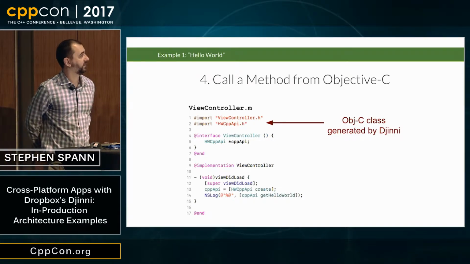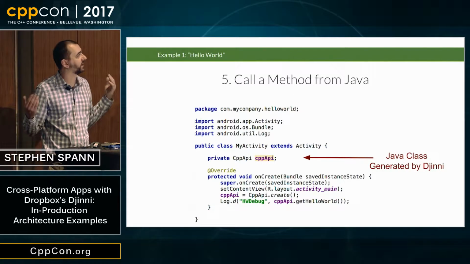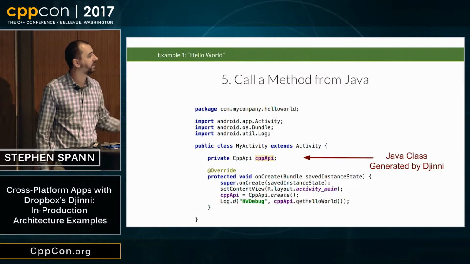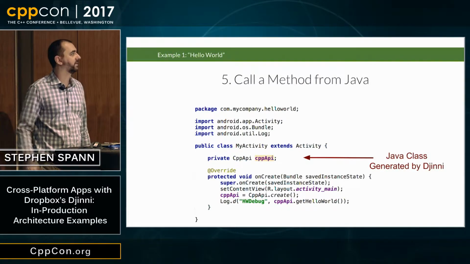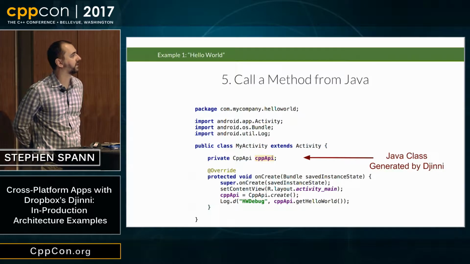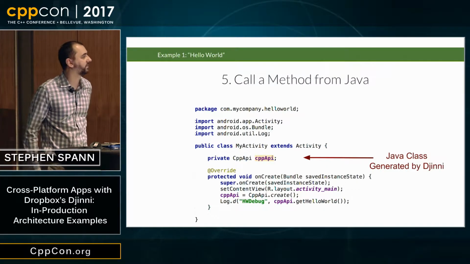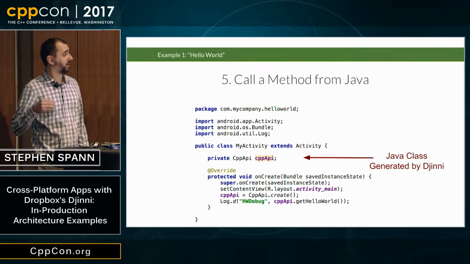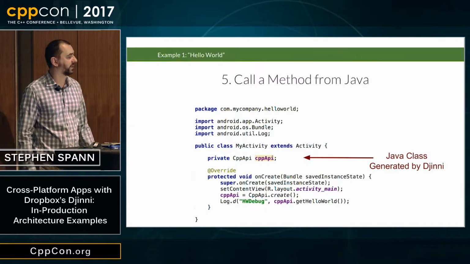Java, similar situation. We don't have to import anything because it's in our hello world package name, which we would have configured in our Djinni command. I didn't show that, but that's what that would end up doing. Private variable for the API, and then our onCreate method, which is similar to the Objective-C. We create the API and then call getHelloWorld, and it should go out to the console.